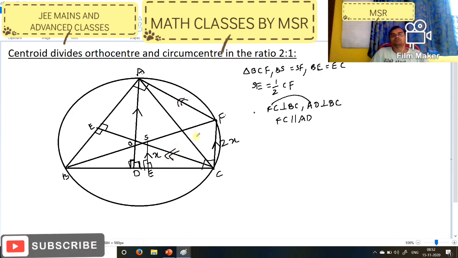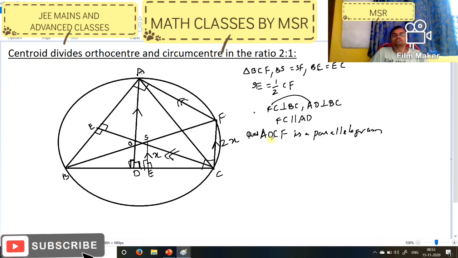Yes or no? Now if I consider quadrilateral AOCF, is it a parallelogram or not? Check it out. COE is parallel to CF, FA, and AOE is parallel to CF. So these two are parallel, these two are parallel. Both pairs of opposite sides are parallel, so we can say that AOCF is a parallelogram.